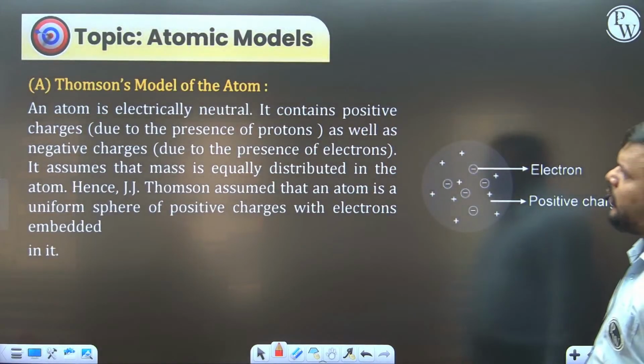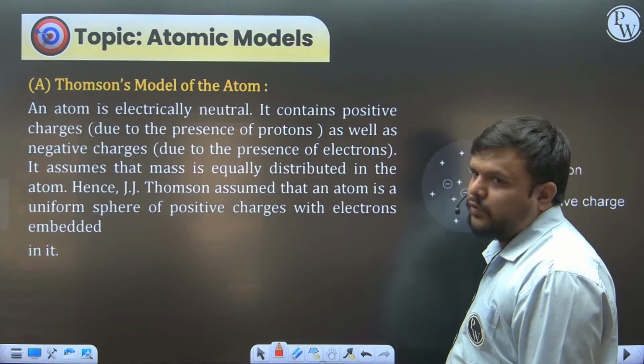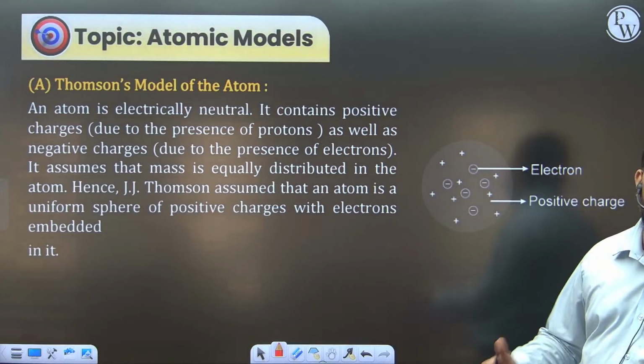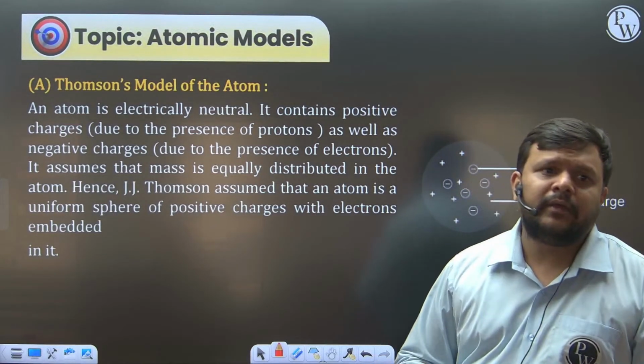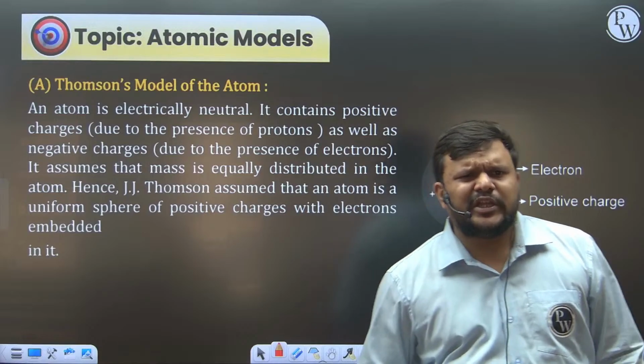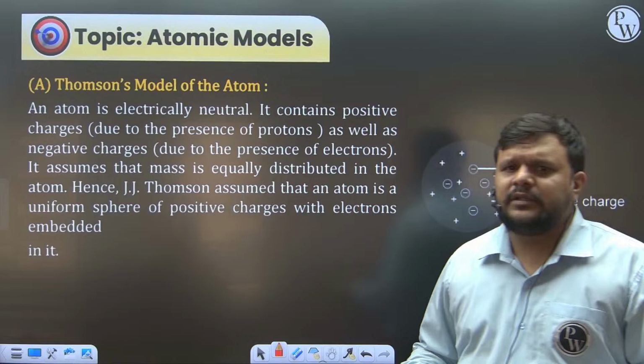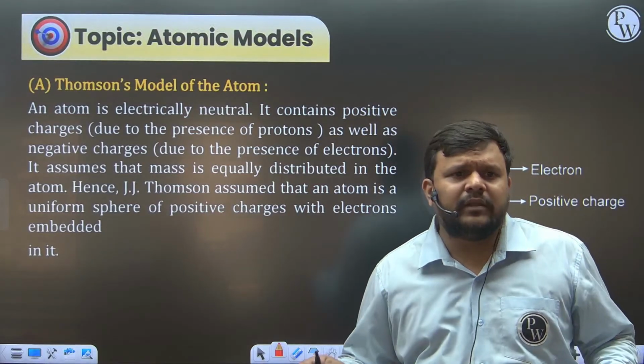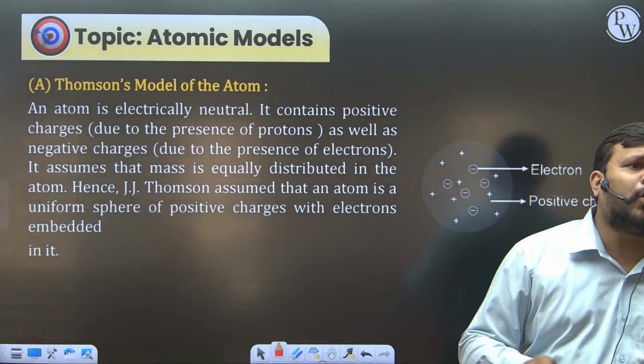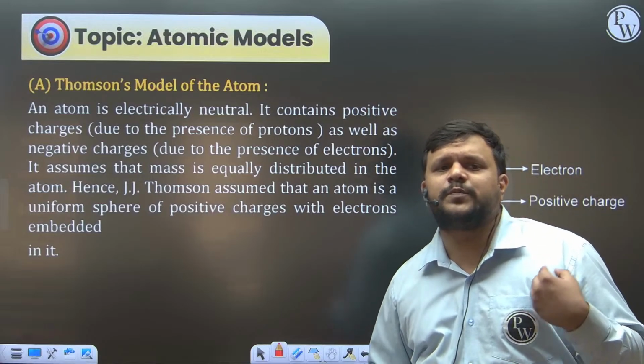So let us move forward now. Let us have the atomic models over here. As you can see, the first atomic model given was by J.J. Thomson. It is a very simple model. What he thought was that the atom is like a watermelon, where the seeds will be acting as electrons and the red part will be acting as protons.